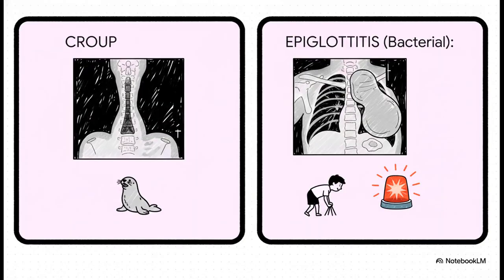And now for the main event. The classic showdown you will 100% see on your exam. Croup versus epiglottitis. Croup is viral, it comes on slowly. You get that barking seal cough, and you see the steeple sign on X-ray. Epiglottitis, on the other hand, is bacterial, it's terrifyingly fast, and presents with drooling. The X-ray shows a thumb sign, and you have to remember, this is a true airway emergency. Your job is to keep that child calm.